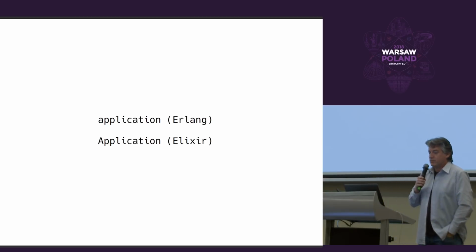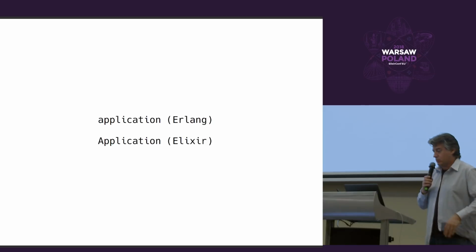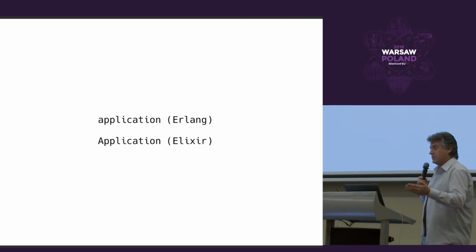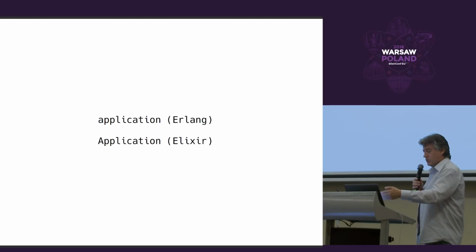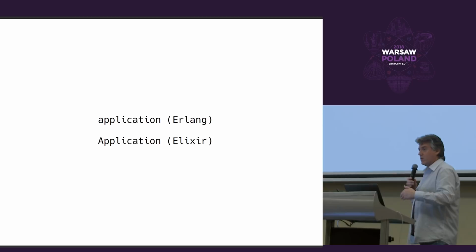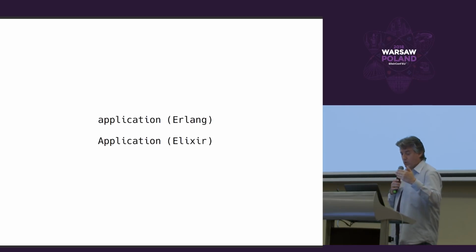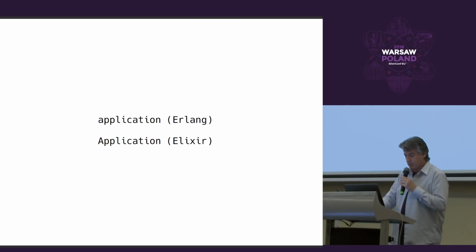Applications are managed by two modules. Well, application lowercase is the Erlang module for managing applications, and Application with uppercase is the corresponding one in Elixir. The Application module in Elixir delegates the majority of the work to the application module written in Erlang. That's where things actually happen. So it's a thin layer, it adds a few things, but the main work is done by the application module in Erlang.